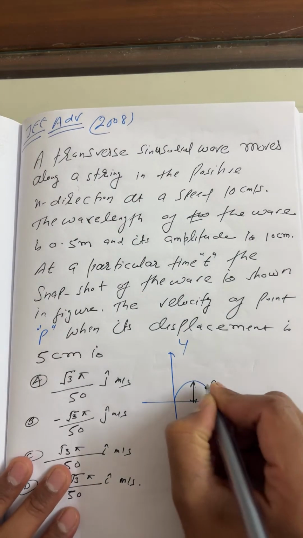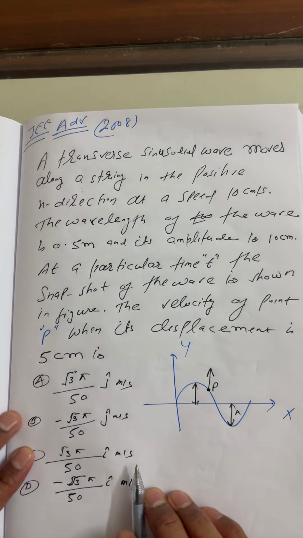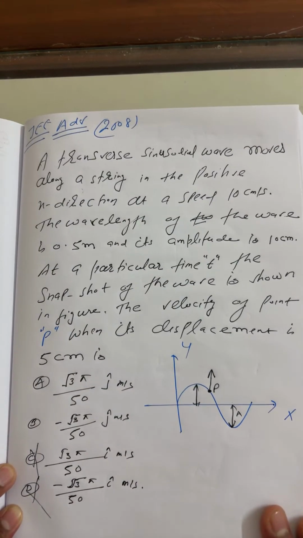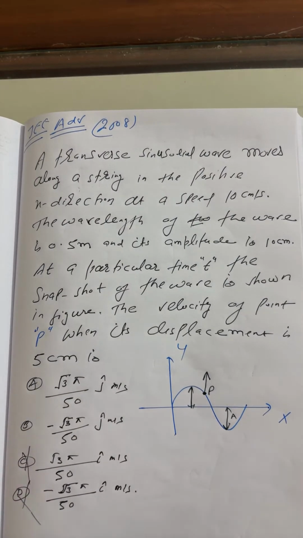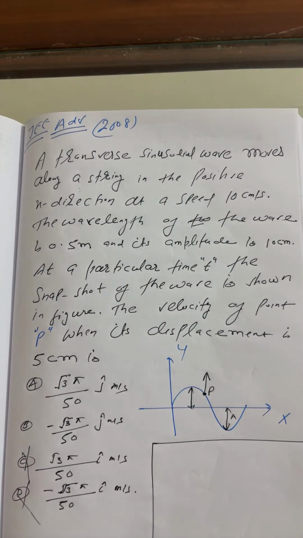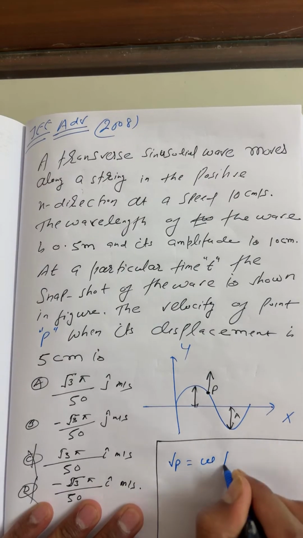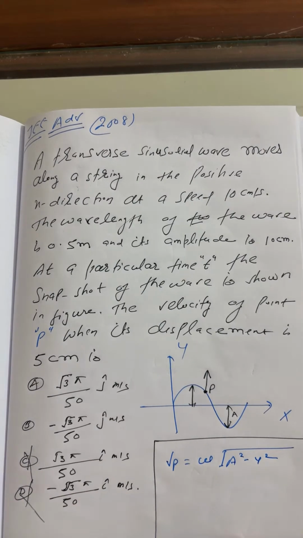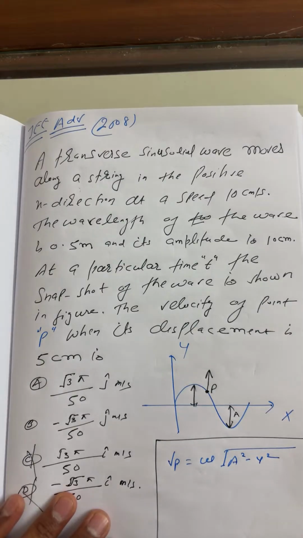So first you can tell that the particle P has this directional velocity. Now we can segregate the answers. We are pretty confirmed C and D are not possible at all. Either answer A or B is correct. But Sagar, if you remember today's class, as I derived, velocity of particle is omega root of a square minus y square. Omega, we can say, is 2 pi f.